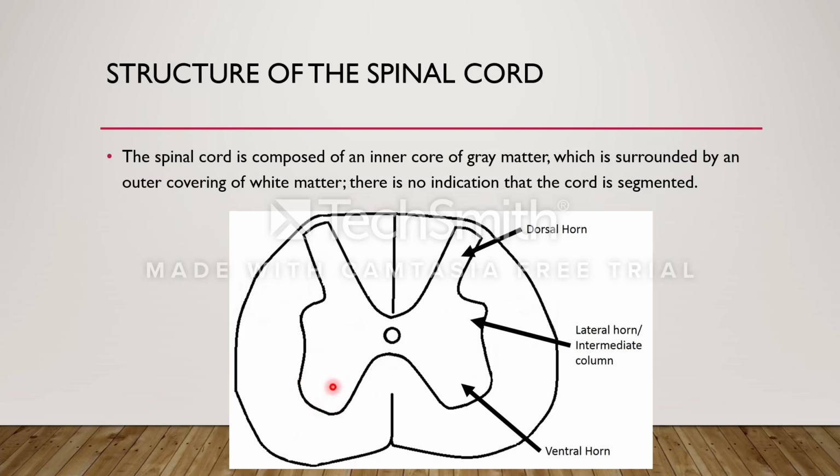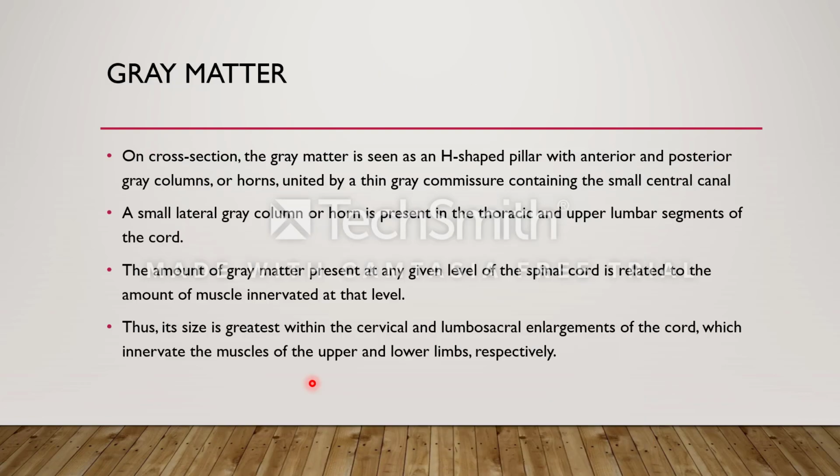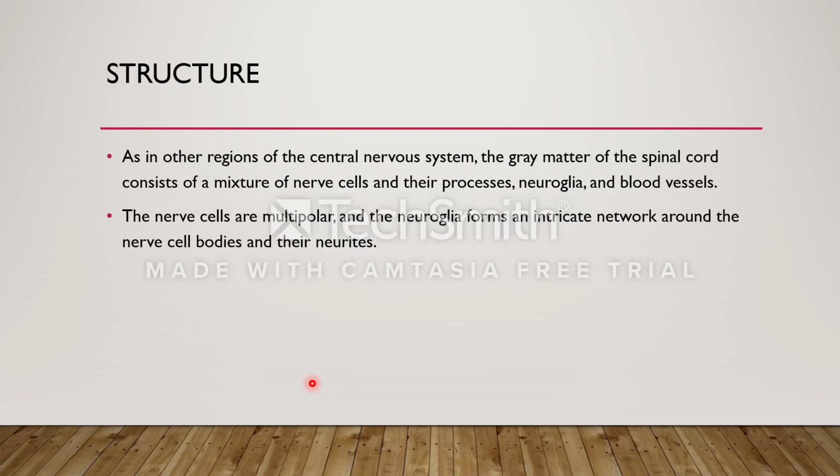So in the cervical region, the nerves are supplying the upper limb muscles, so this gray matter is more. In the lumbar region, they are supplying the lower limb muscles, so in the lumbar region the gray matter is also more. As in other regions of the central nervous system, the gray matter of the spinal cord consists of a mixture of nerve cell bodies, their processes, neuroglia, and blood vessels.